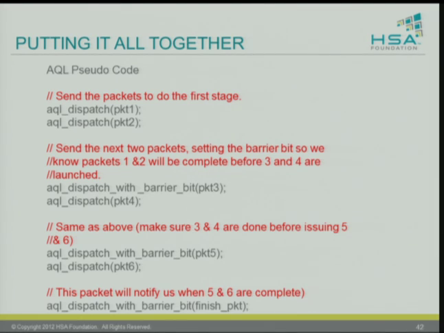So if your system can support executing 2 packets in parallel, it would do 1 and 2 in parallel, then wait until they're done, then do 3 and 4 in parallel, wait until they're done, then do 5 and 6 in parallel. And then here I put a final packet in to maybe do something like notify me when I'm done. So that's the end result.